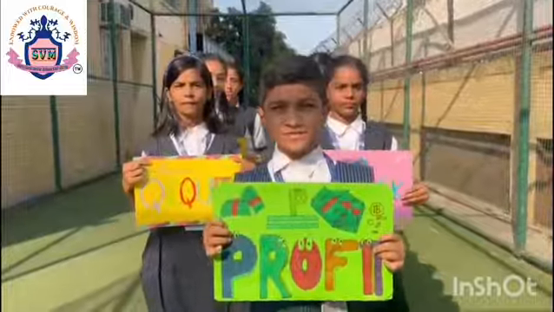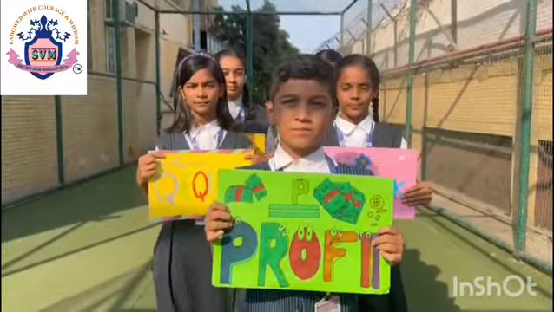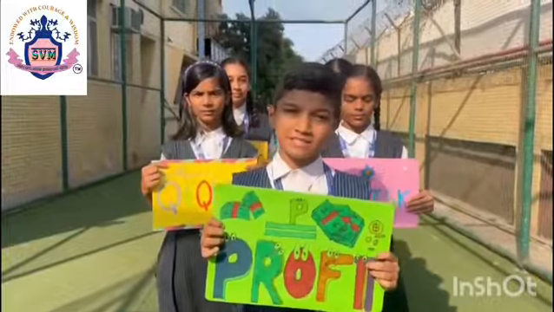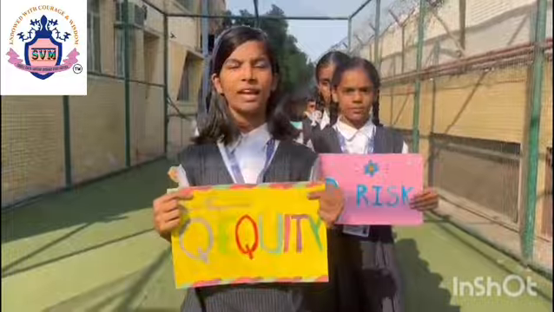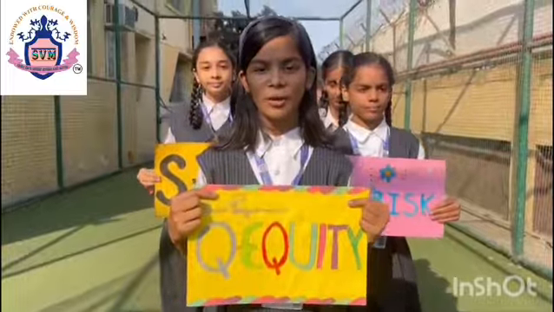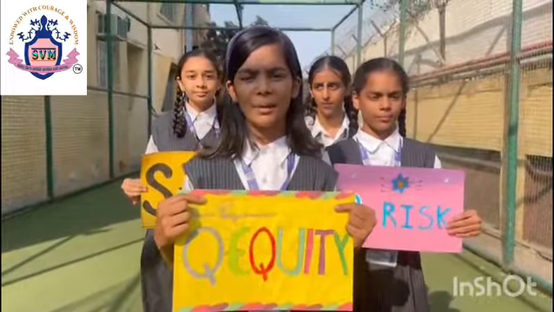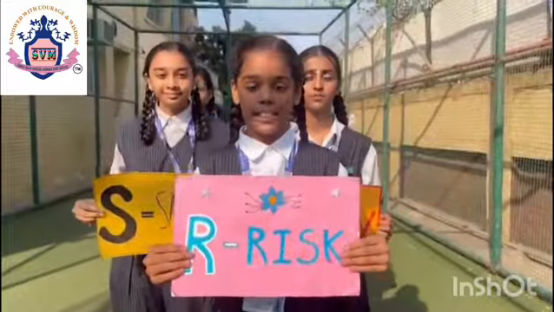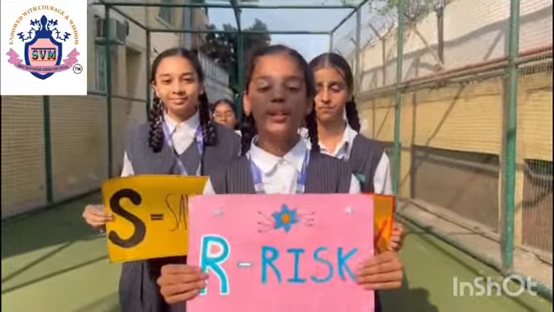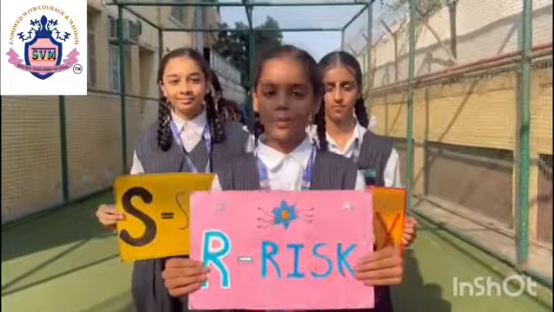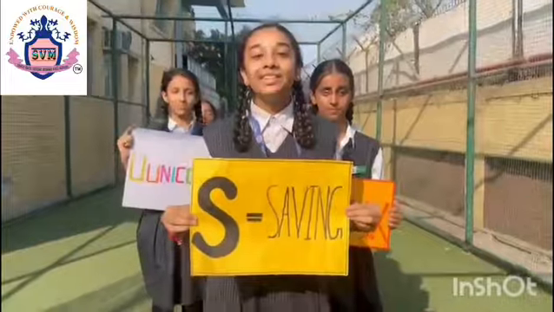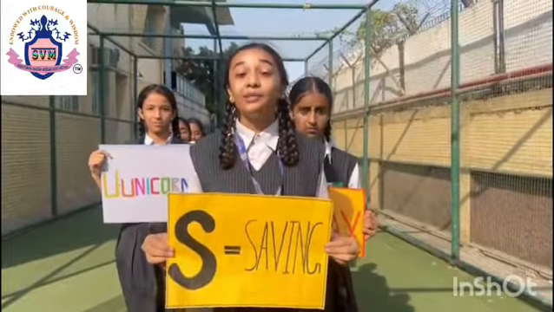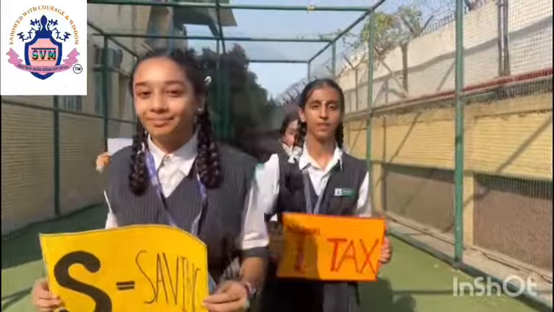Profit. Profit is a financial gain obtained from a business when revenue received is more than the expenses incurred. Equity. Equity is the ownership or value of shares in a company or property. Risk. Risk is a possibility of losing something of value that could lead to a negative outcome. Savings. Savings is an act of setting aside money for future use instead of spending it immediately.